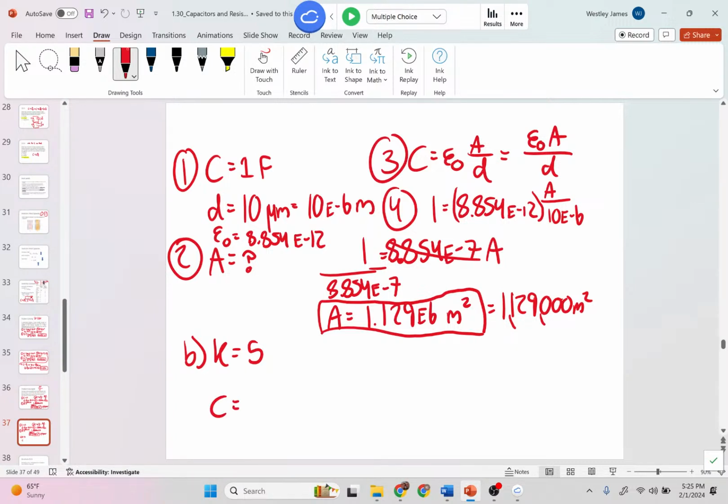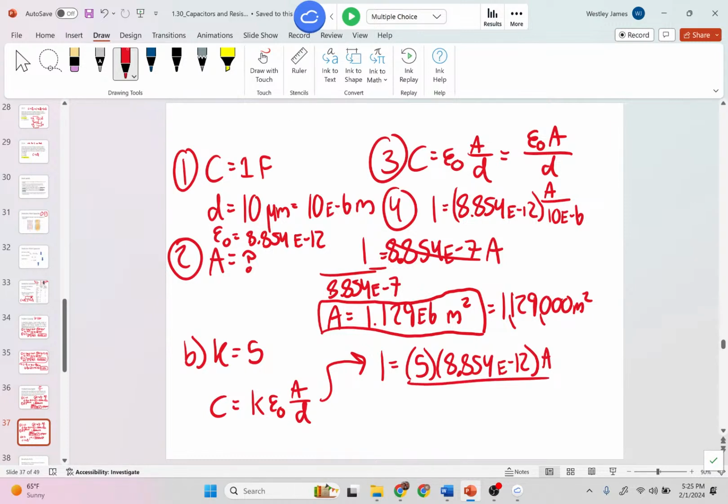Our equation is C equals kappa epsilon naught A over D. Same equation, just we put kappa in front. So we plug in the exact same numbers. 1 equals 5 times 8.854 e to the minus 12 times the area divided by the distance. I could do all the math here, but what it ends up being is the area is 5 times smaller. You can prove that for yourself by plugging all this in, but I'm going to save myself a tiny bit of time.